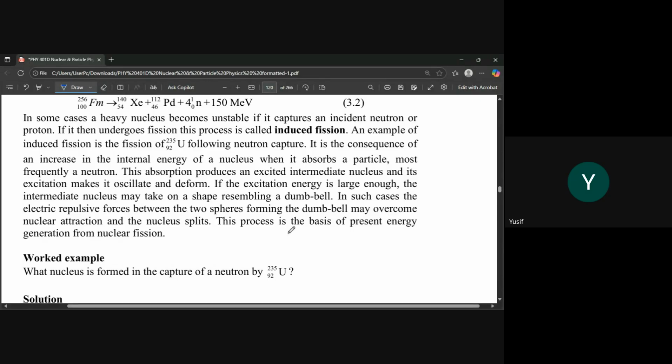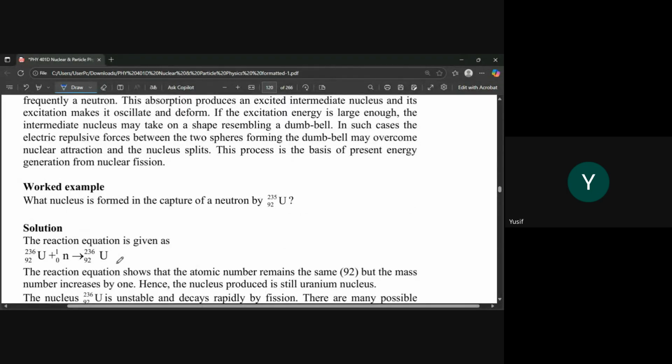Okay. Now the worked example, one nucleus is formed in the capture of a neutron by this, and that's what we've already done there. Okay, so you just balance this reaction and you are good to go, and that's all we are looking for. I hope it's not a big deal. Because they said neutron capture. So if you are talking about neutron capture, it means a neutron is used to bombard the uranium here, and that's what you have over here. So that then you balance this equation, and balancing it, that's all. Are we good?